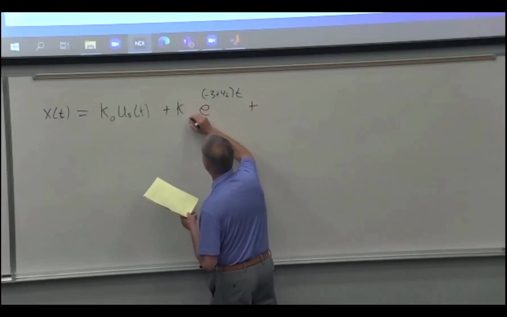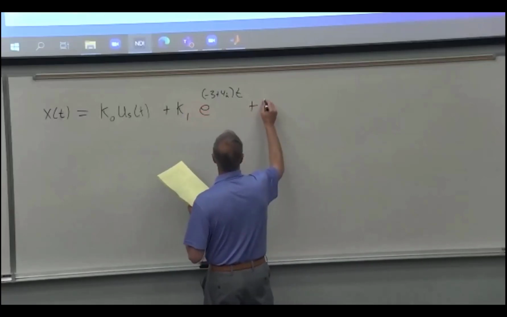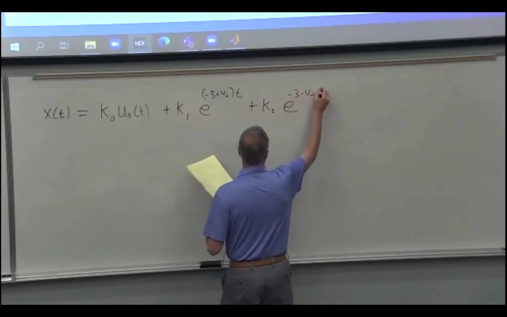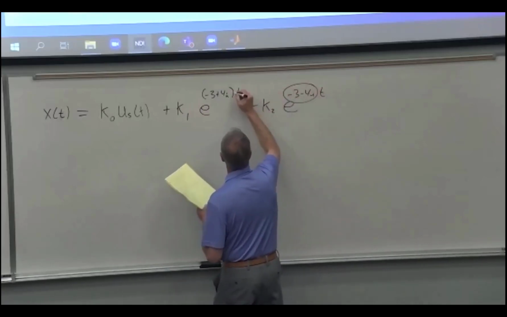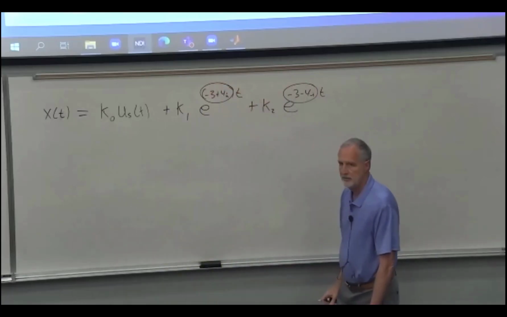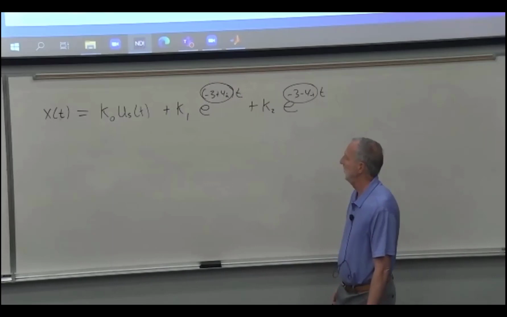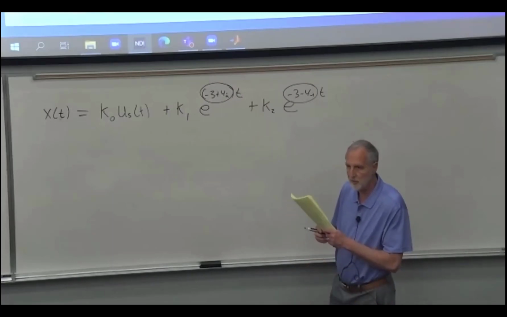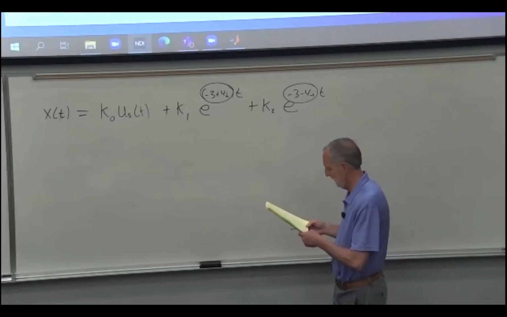What did I call that? K2. We called that K0, K1, and K2 before, right? So there's my two roots. They're just complex rather than real. That's okay. The Laplace transform tables still work whether it's real or complex.